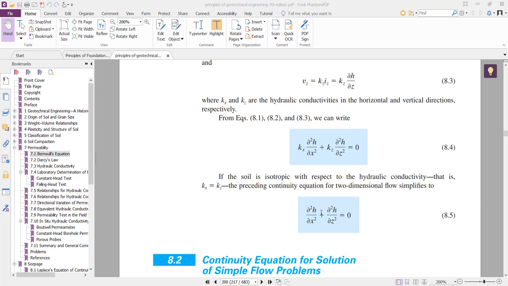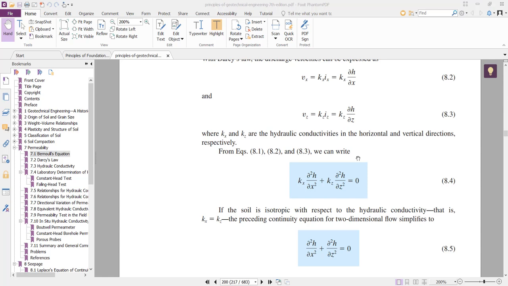To solve this differential equation, the difference in the head changes with x and changes with z. So the solution for the seepage here is through solving this differential equation, the Laplace equation. This is a mathematical solution, and it's pretty hard to solve a differential equation. There is some software we can use to model this, and we can solve it mathematically with software like Mathematica, but we will have to write a script.